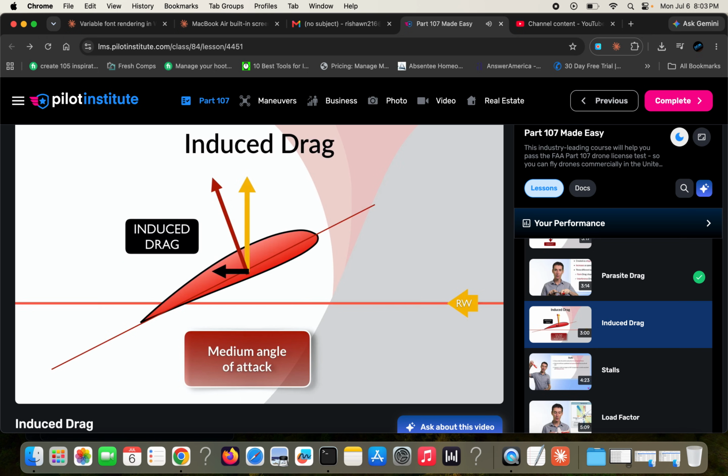The only way to recover from a stall when you're in a fixed wing aircraft, and you could be flying one of those with a little remote control, is to lower the nose of the airplane. You have to reduce the critical angle of attack back to a regular angle of attack.